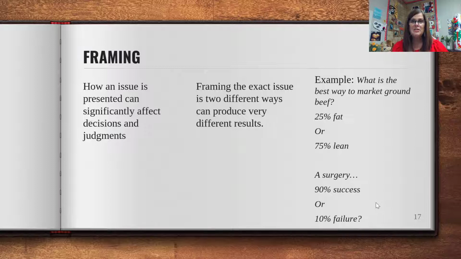When we talk about surgeries, would you be more comfortable having a surgery if you knew that there was a 90% success rate in the surgery, or if the doctors told you that they have a 10% failure rate? Which would you rather hear? And this is what framing is, how an issue is presented to you and how it can affect your decisions and your judgments.